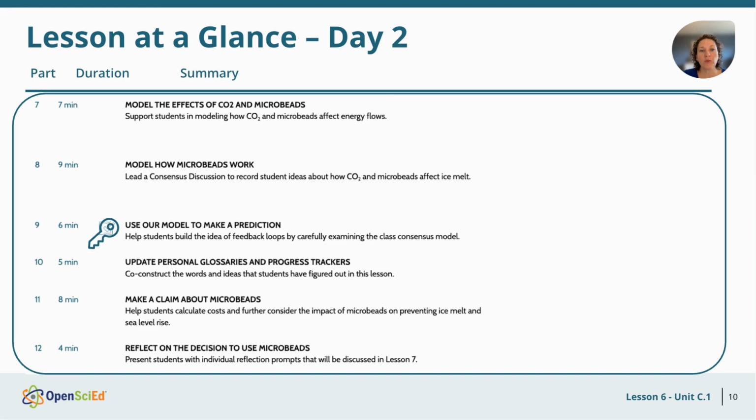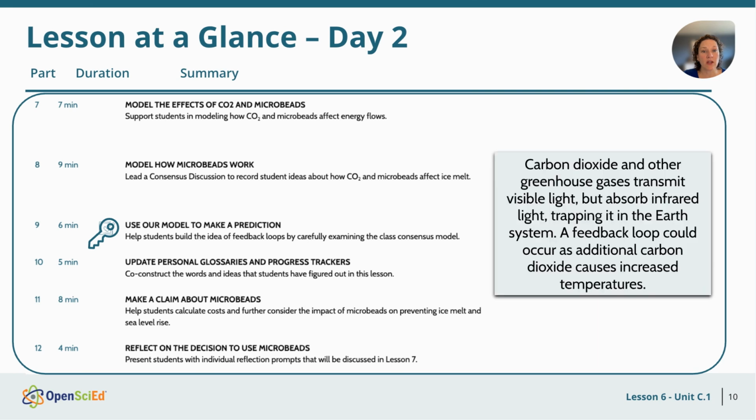In the third loop, we model how the microbeads work and how the carbon dioxide and microbeads will affect ice melt. And then we use our model to build on the idea of feedback loops. We figure out that carbon dioxide and other greenhouse gases transmit visible light, but absorb infrared light, trapping it in the Earth's system. A feedback loop could occur as additional carbon dioxide causes increased temperatures. The microbeads could work by reflecting visible light, but they're extremely expensive and there are environmental concerns. We wonder, how do feedback loops affect Earth's systems?